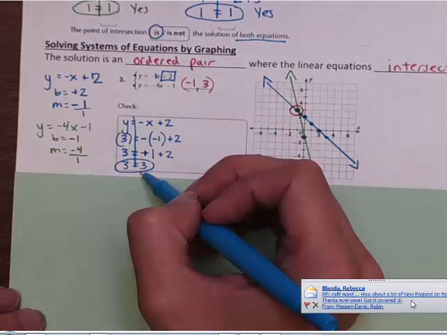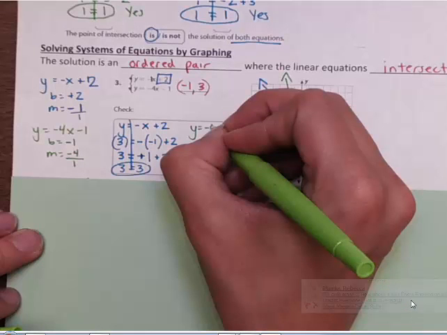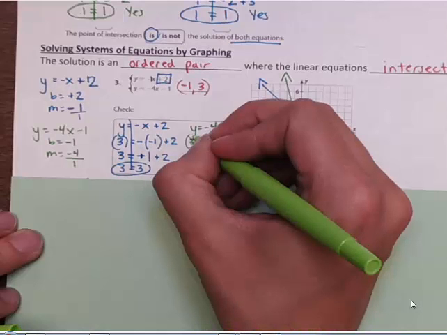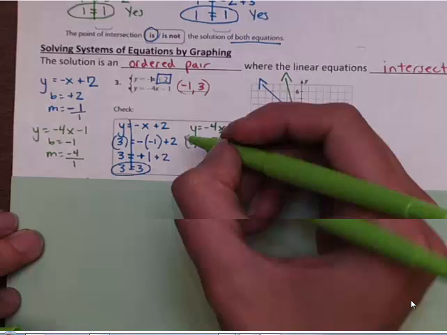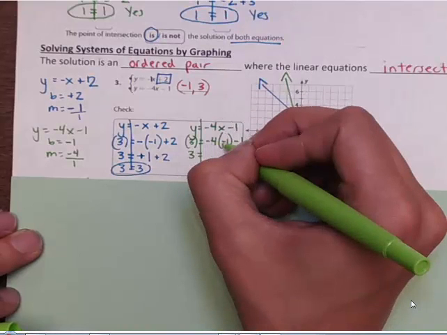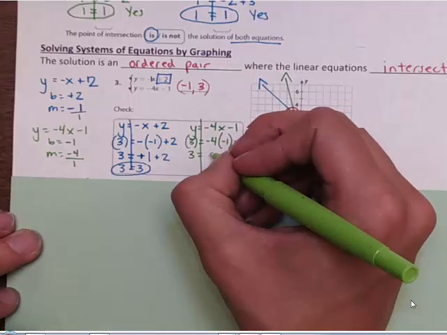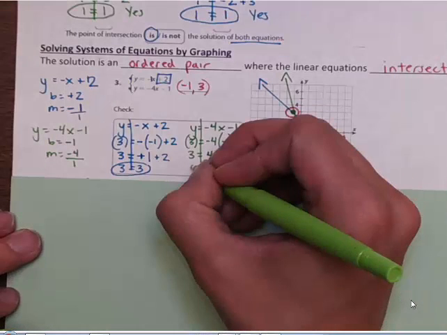Now I have to check the other line, my green line, which is y is equal to negative 4x minus 1. Okay, I'm substituting again 3 in for my y from this point. I'm going to substitute negative 1 in for the x and solve. So 3 is on the left side. Negative 4 times negative 1, my signs match, so it's going to be a positive answer because I'm happy because I have matching socks, and then minus 1, and I'm going to simplify. 4 minus 1 is 3.